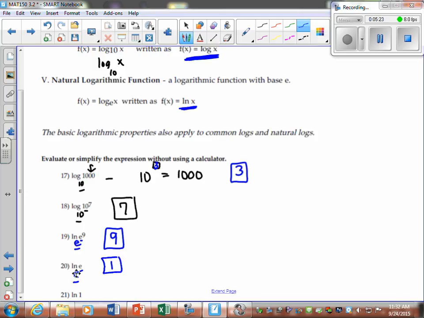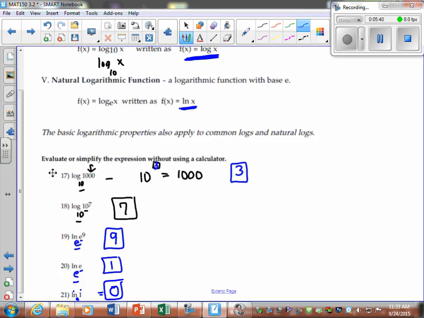And then here, e to the anything, the natural log of 1 is just going to be what? 0, because we're saying e to the what power equals 1. So the answer is just 0 in this particular case.